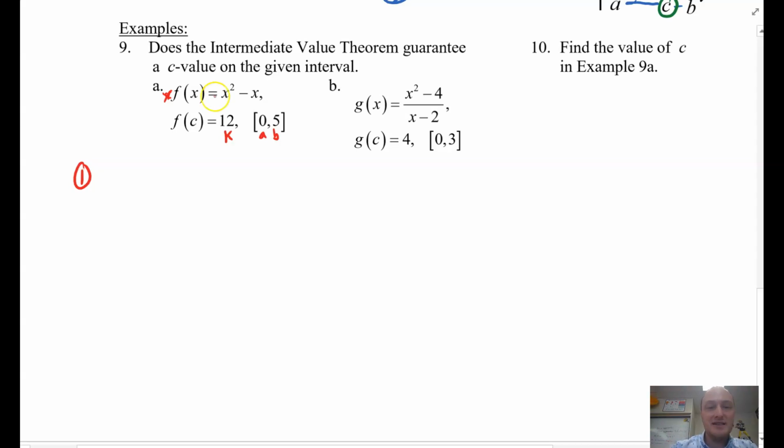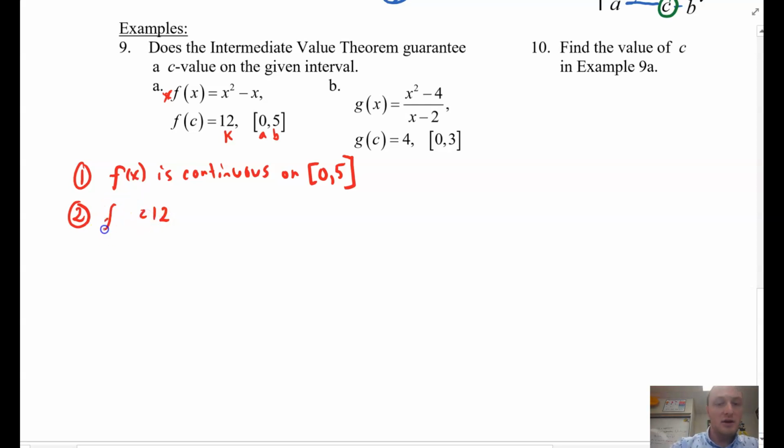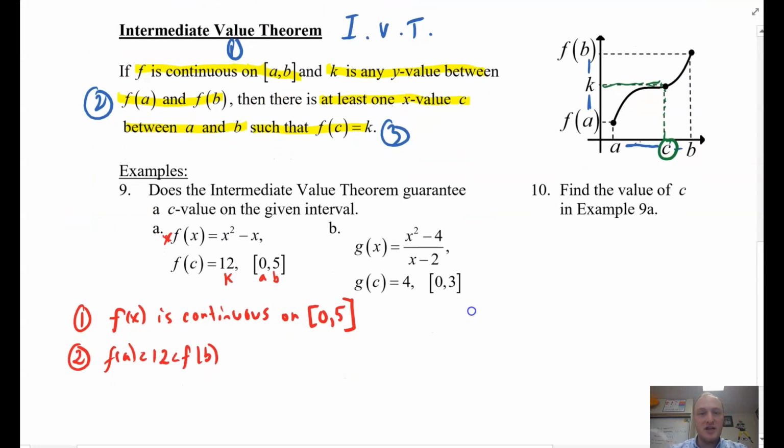Since f of x is a polynomial, and polynomials are continuous everywhere, we will say that f of x is continuous on our interval 0 to 5. That's condition 1. For condition 2, we need to make sure that 12 is between f of a and f of b. Is it between them? Because that's our second condition here.